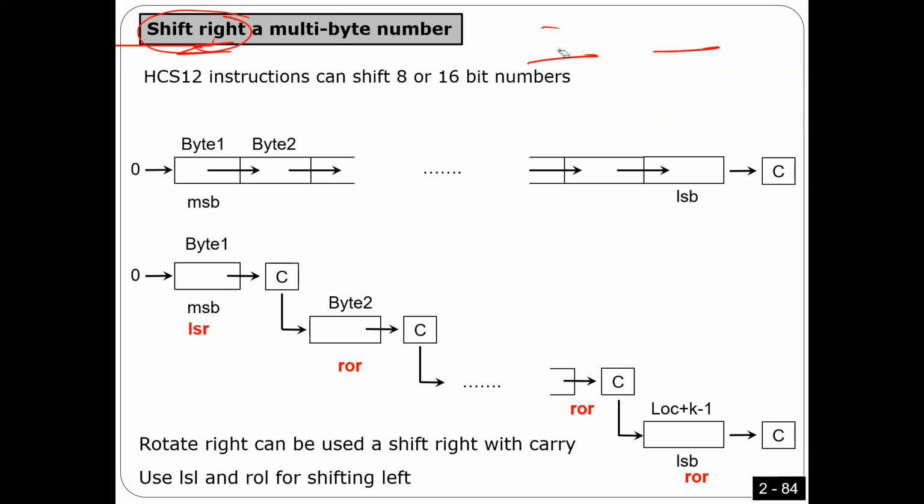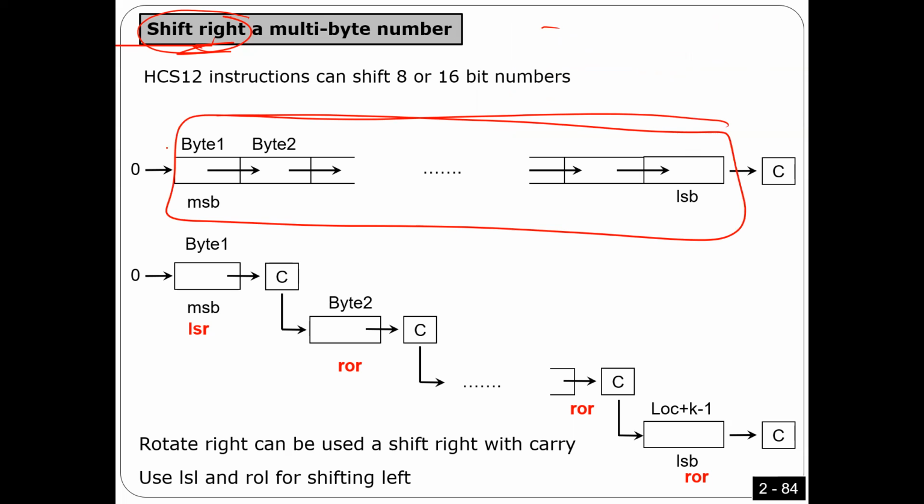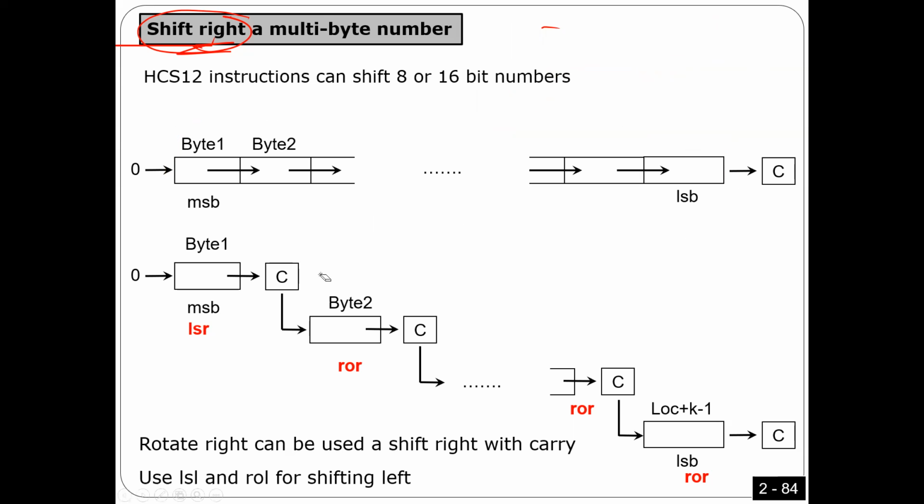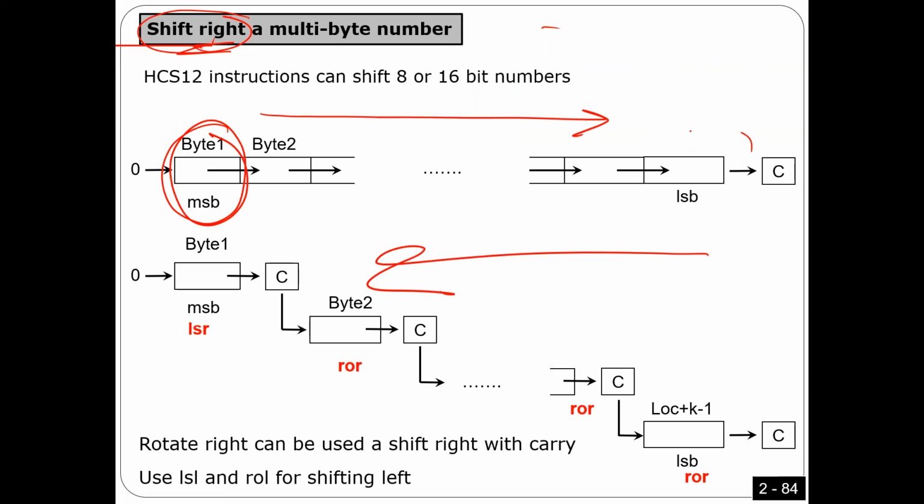So look at the idea how I'm going to do it. So here I'm assuming I have a very long number, as you see here, guys. So if I want to shift this number, what I'm going to do is the following. I want to do shift right. So I have to start from the most significant byte if you want to do right. If you want to do left, you have to start from the least significant. But anyway, I'm going to do right.